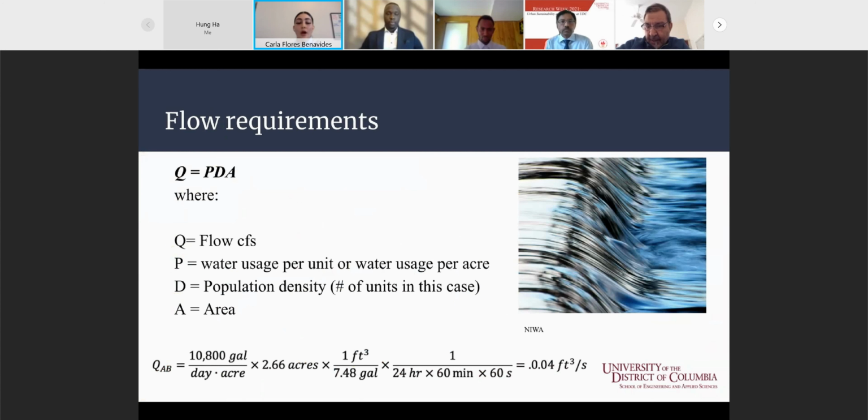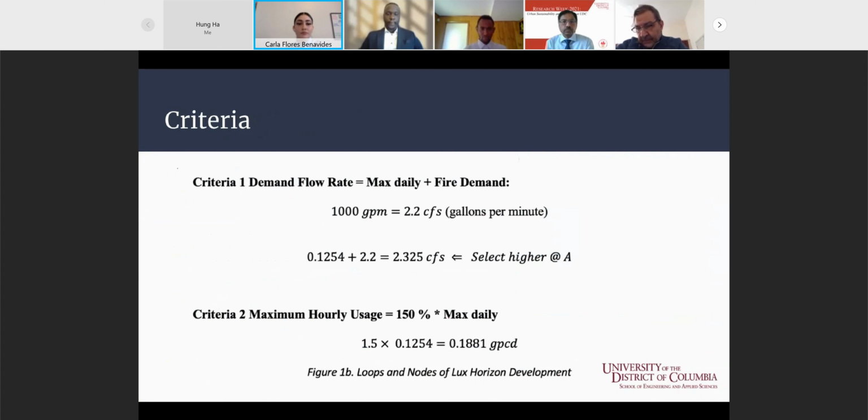When it came to the flow requirements, also known as the discharge at each node, the following equation was used, and basically all you had to do was multiply the water demand by the area and you would get a small value in cubic feet per second. Next slide. Two criteria that I had to compare were basically the demand flow rate and the maximum hourly usage. From these two criteria, I had to select the higher value, which was actually going to be my inflow at my first node, which was node A. Next slide.